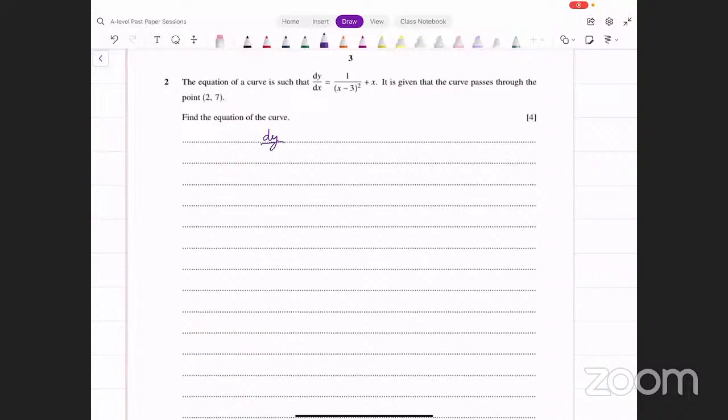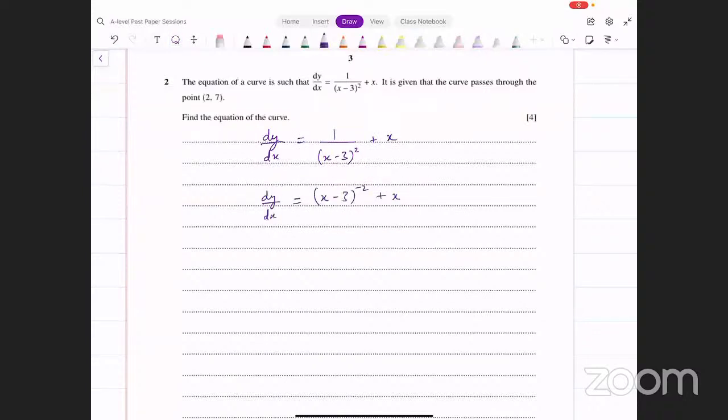You've got dy over dx that equals 1 over (x minus 3) whole squared plus x. We want to integrate this. Now, to integrate this, what will we do? First we will convert it into power form. It becomes dy over dx equals (x minus 3) whole raised to power minus 2 plus x. So first we take the denominator up into the numerator, and then we integrate it.